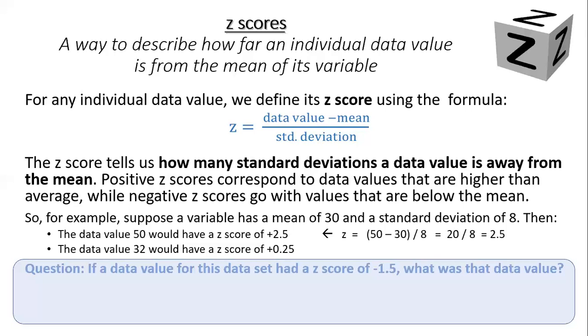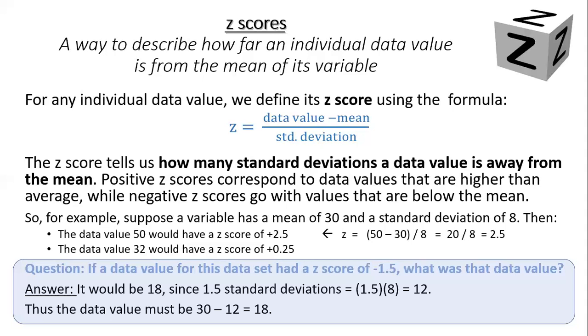Do you think you have it? Let's check your answer. The answer is the data value must have been 18. Why? Well, a z-score of negative 1.5 means that the data value was 1.5 standard deviations below the mean. How big is 1.5 standard deviations? Well, if one standard deviation is 8, then 1.5 standard deviations is 1.5 times 8, or 12. So that means our data value must have been 12 below the mean, since this is a negative z-score. And what is 30 minus 12? It is 18. And you can check that if you substitute 18 into the z-score formula, you will indeed get a z-value of negative 1.5.